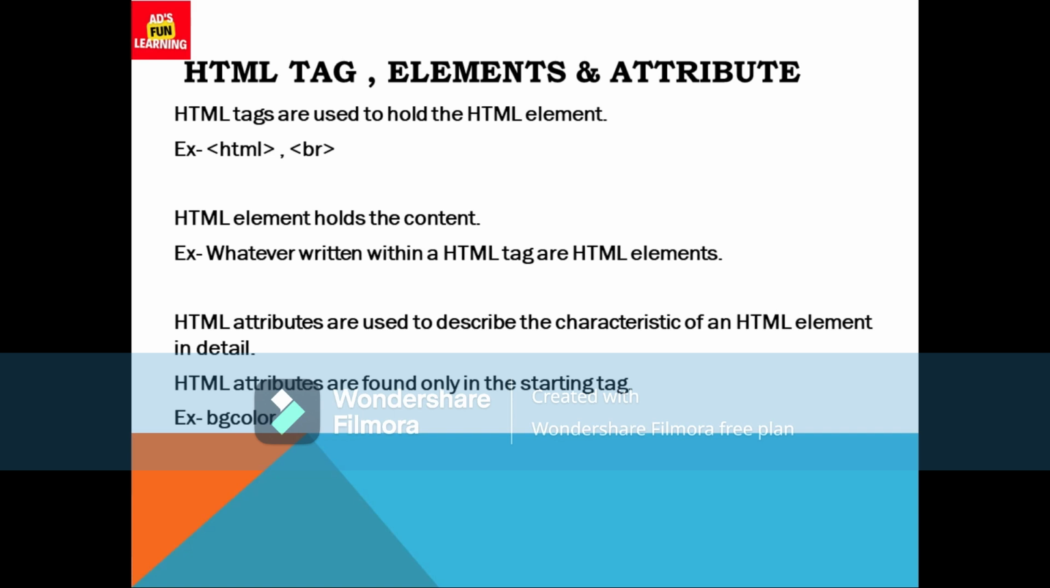Next is the HTML tag. This is the basis of any HTML document. What is a tag? Something which is written under the opening angle bracket and the closing angle bracket is called a tag. So here I have given two examples. I have written HTML and enclosed it under the opening angle bracket and closing angle bracket. This is a tag. So HTML tags are used to hold the HTML elements. What are the elements? I'll explain it. So these are some examples of the tag.